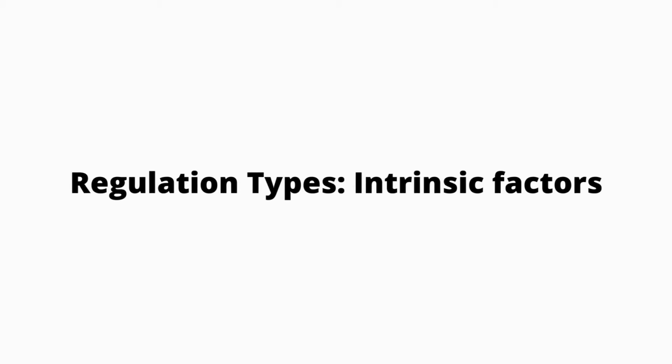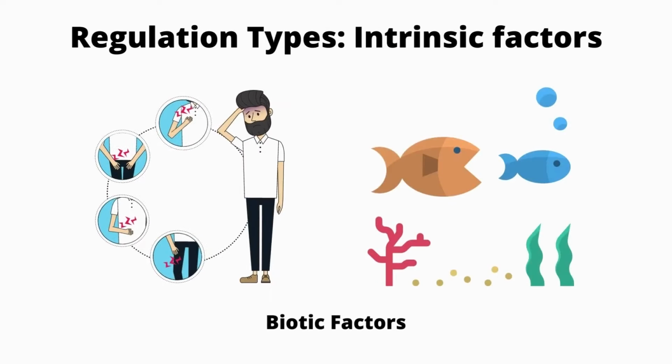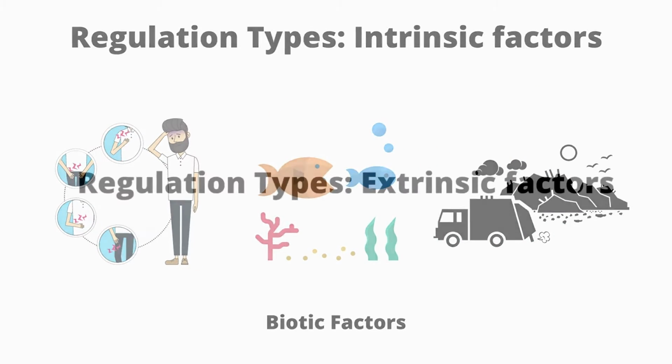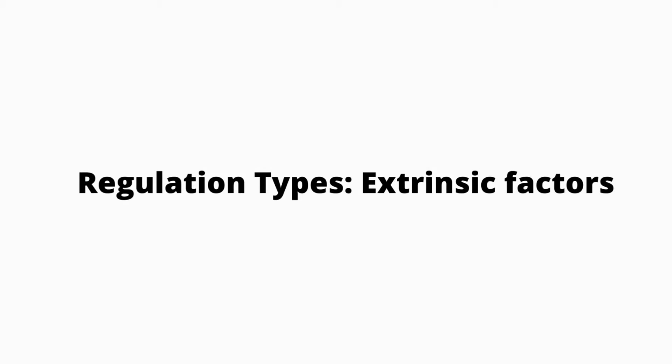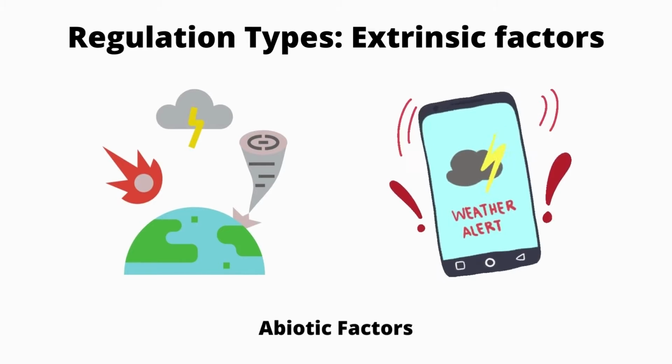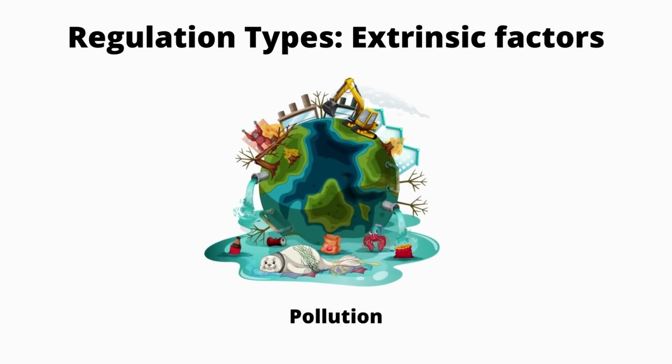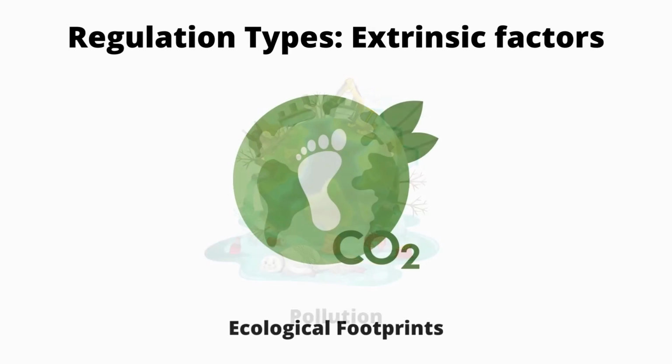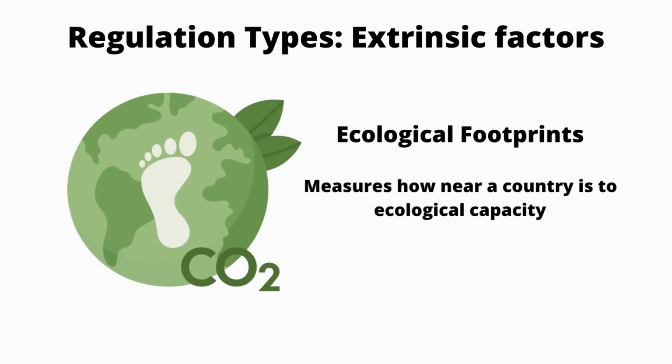Moving on, population dynamics has two regulation types: First, intrinsic factors. They are the biological factors which affect population growth, such as diseases, competition, and predation accompanied by waste accumulation. Second, extrinsic factors. These include abiotic factors such as natural disasters, unusual weather, and pollution. Pollution is an anthropogenic factor that increases ecological footprints. An ecological footprint measures how near a country is to its ecological capacity.